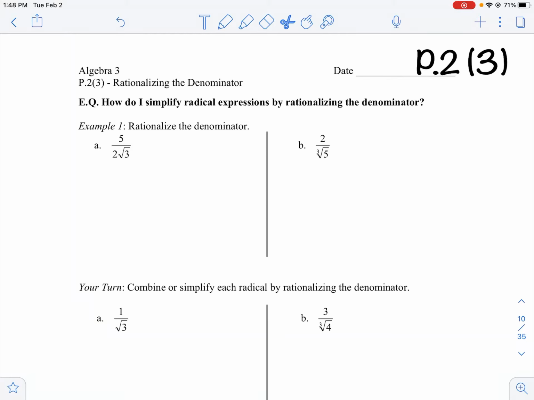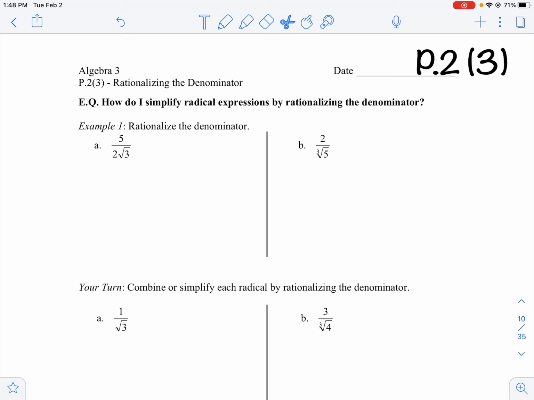Today's notes are on how to rationalize the denominator. Again, this might be something, or it should be something, that you went over in Algebra 2. So we're just going to look into it again, maybe extend on what you learned in Algebra 2 a little bit. So the first thing is example 1.